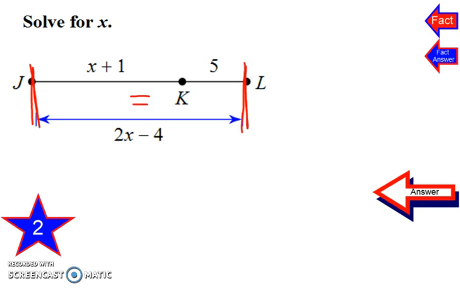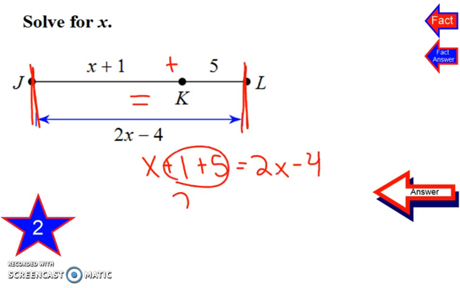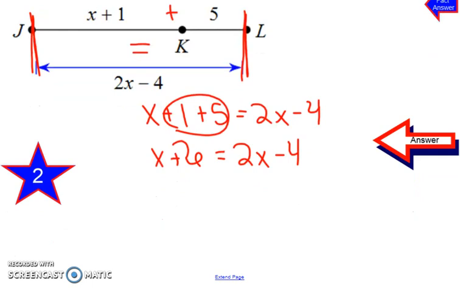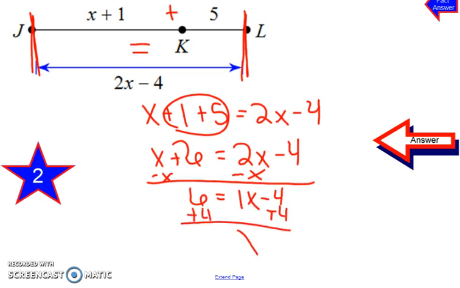Well, that means JK plus KL has to equal my bottom part. So I'm going to write it as x plus 1 plus 5 equals 2x minus 4. If I combine my like terms, we get x plus 6 equals 2x minus 4. So if I subtract x on both sides and solve it like a normal multi-step equation, I get left with x is equal to 10.